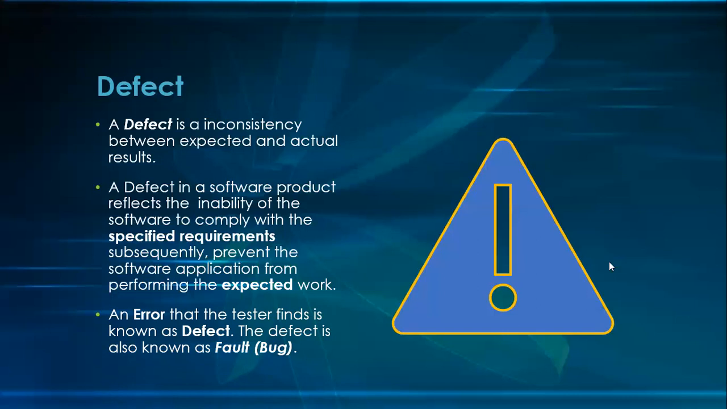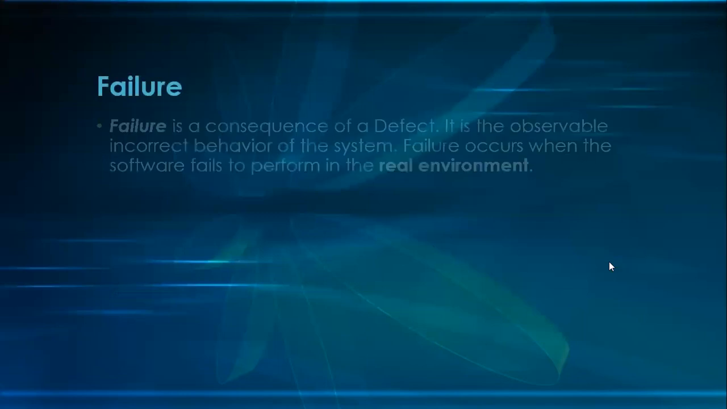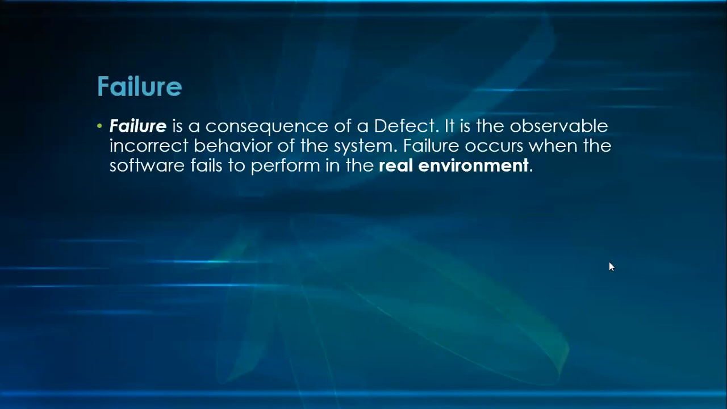Some people call it a bug, we call it a bug. When you hear faults are used, but in this generation now, we use bugs, defect, we use fault, we use failures. So those are the names that you can use. So an error that a tester finds is known as a defect. The defect is also known as fault or bug. So failure is the consequence of a defect.